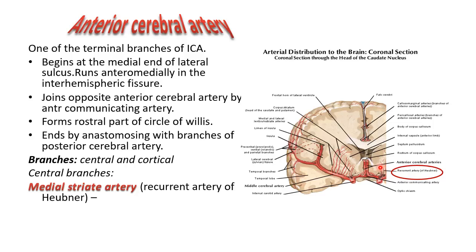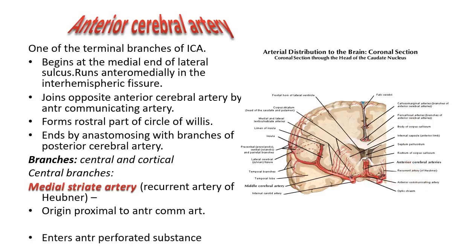They are called striate arteries because they are intimately related to the corpus striatum, your caudate nucleus and the lentiform nucleus. So you have striate branches from your anterior cerebral as well as from your middle cerebral. The medial striate branches are from the central branches of the anterior cerebral artery, called the recurrent artery of Hubner. It is proximal to the anterior communicating artery; before the anterior communicating artery, it gives off this recurrent artery of Hubner.